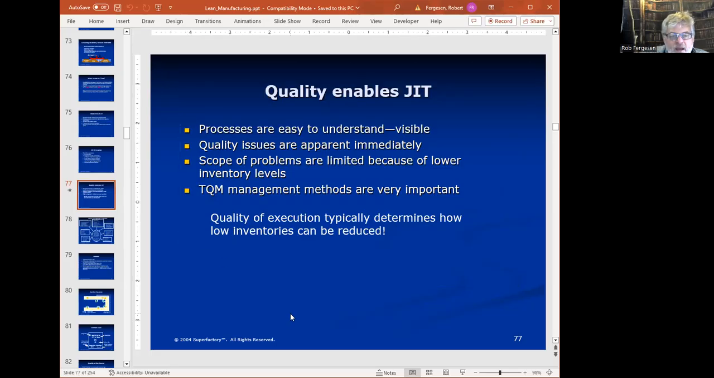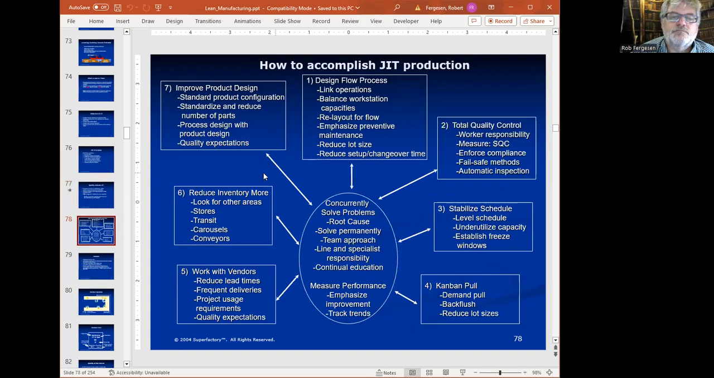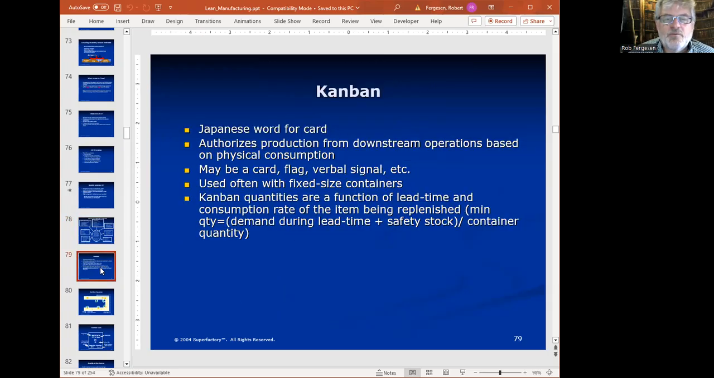So quality, I'm not sure I agree with this. You guys think that quality enables JIT. It's partially true. So we're going to skip through the JIT a little bit.